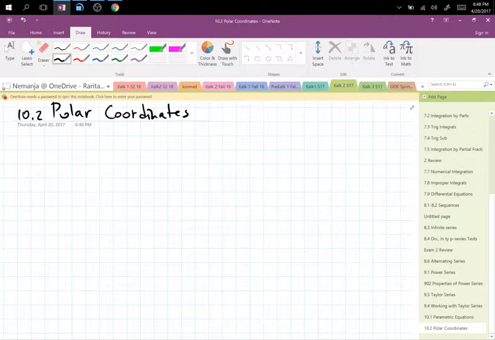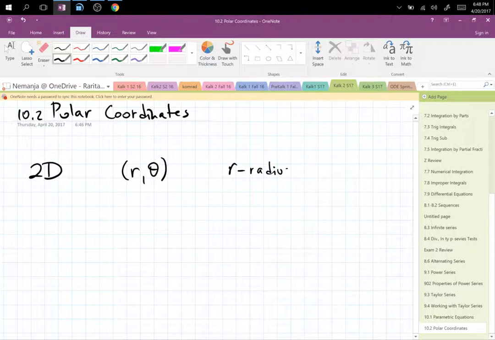right? So polar coordinates are still 2D. We have r theta, where clearly r is the radius and theta is angle. So polar coordinates are still graphed on the xy plane because that's the 2D. And you're still working with points and functions, okay?